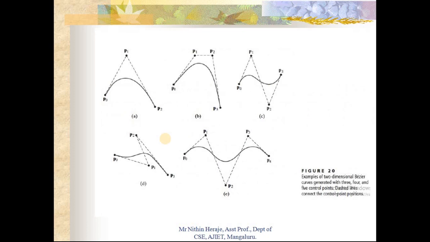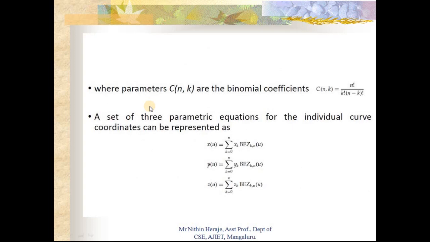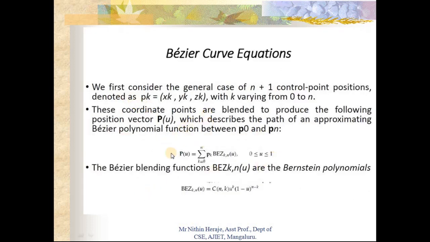So this is that vector P of u you are going to get, and this curve is blended with these three control points. This is the equation that you need to remember, which is important. P of u equal to summation of k equal to 0 to n of pk times Bezier of k comma n of u, where Bezier of k comma n of u is equal to C of n comma k into u power k into 1 minus u power n minus k.